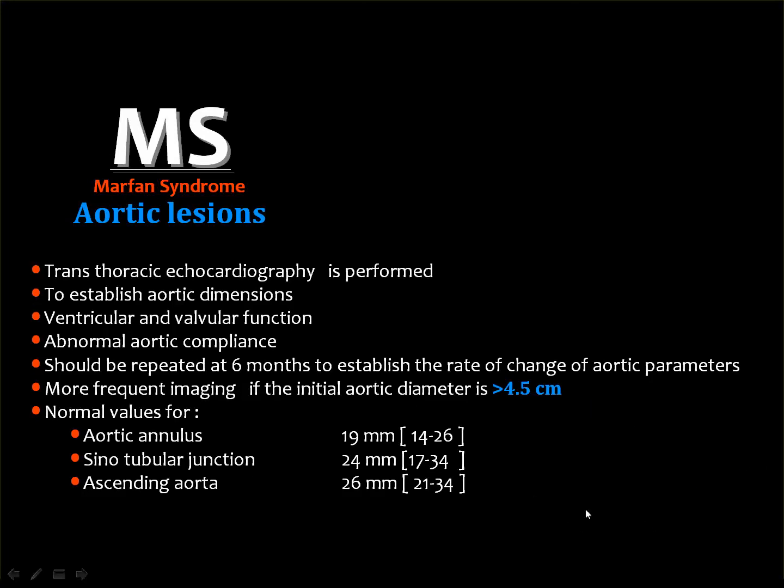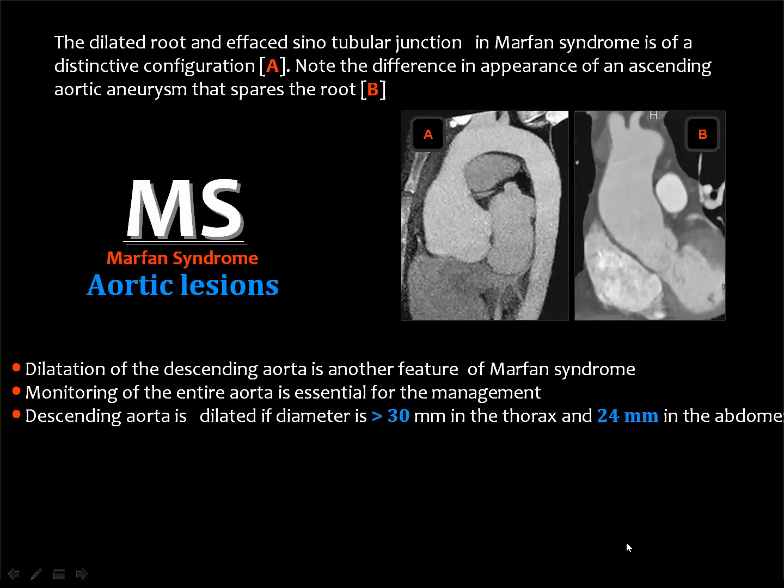And you remember these are the normal values mentioned before. And this is the difference between the aneurysm of the ascending aorta in Marfan syndrome and the aneurysm in the arteriosclerotic case. In Marfan syndrome, the aneurysm will affect the aortic annulus, including the sinuses of Valsalva and the sinotubular junction. But here, the aortic valve region is spared, the sinuses are spared, and the sinotubular junction is not involved, and the aneurysm is above this area.